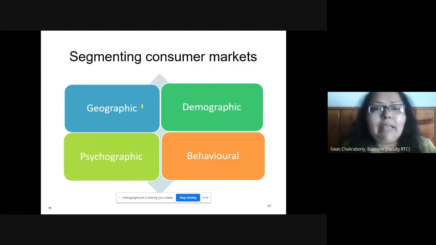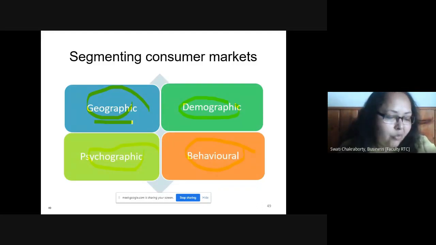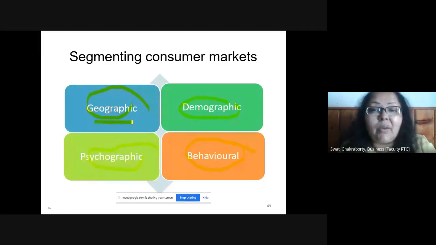Now, segmentation can be done in four ways: geographic, demographic, psychographic, and behavioral. When we talk of geographic, we are talking of regions. It could be urban, it could be rural, it could be city. Climate comes into play, the market density comes into play, the size of the state comes into play, right? Demographic is where we talk of age, gender, your race, your income, education, occupation, family size, your family background, social class, religion, everything comes under demographic.